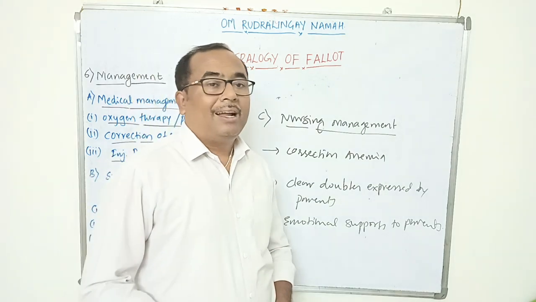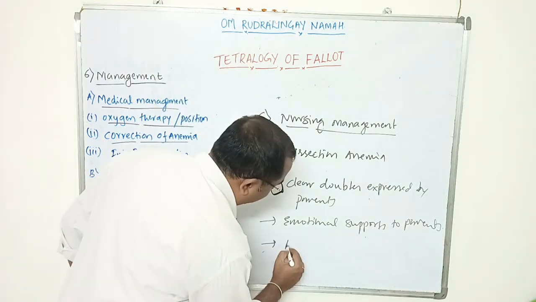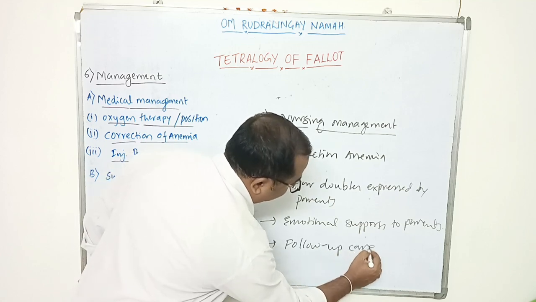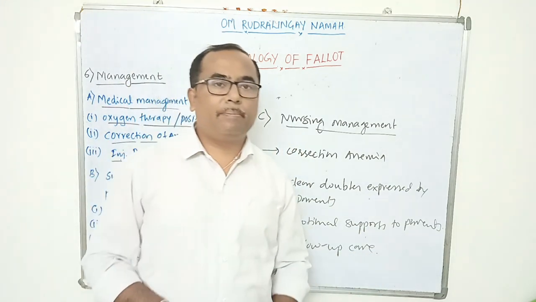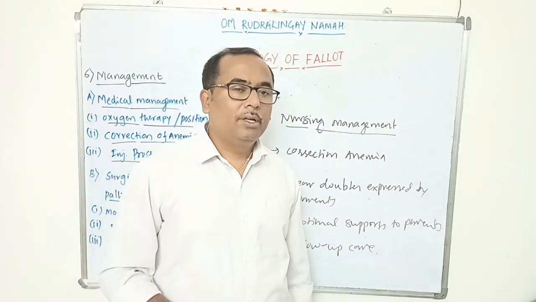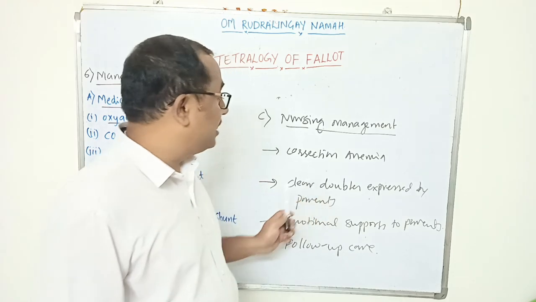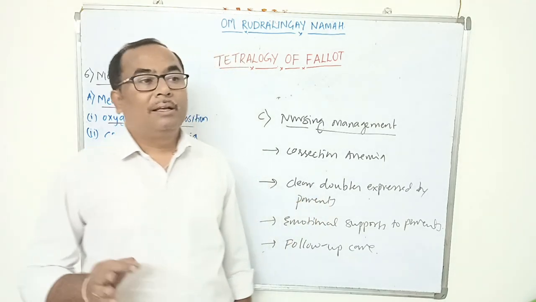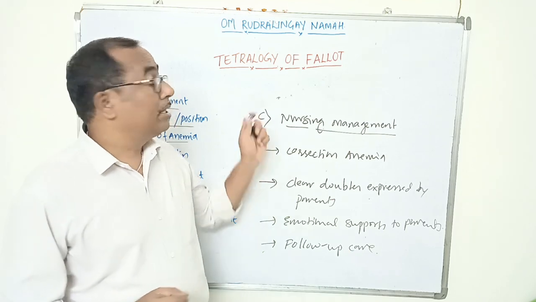And we need to do follow-up care. This is very important here. We continuously do follow-up care. We have to take care of the child till the child is completely all right. Follow-up care is very important. So this is all about the nursing intervention that we need to carry out. So this is all about the total in-detail discussion about tetralogy of Fallot.